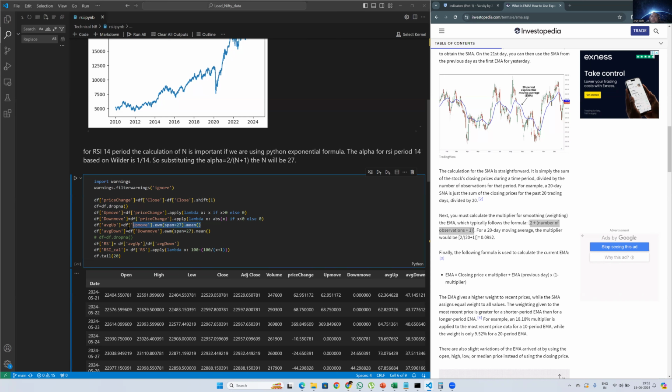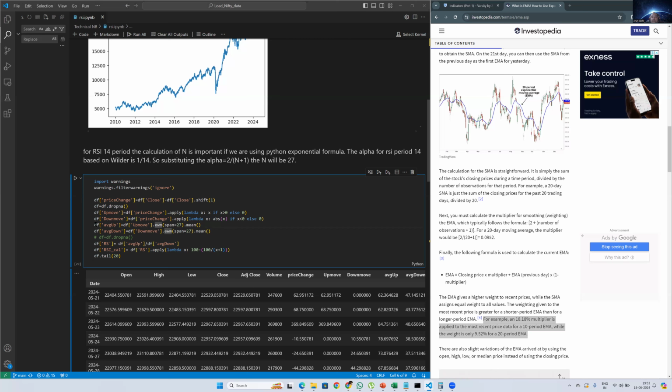And it's nothing but it gives more weightage to the recent ones. For example, 18.8% weightage is given to the recent ones for an RSI period of 10, while a weightage of 9.52% is given for an RSI period of 20. So it's how much weightage you want to give to the recent data points. And shorter EMA periods normally give higher weightage to the recent ones as compared to the longer ones.